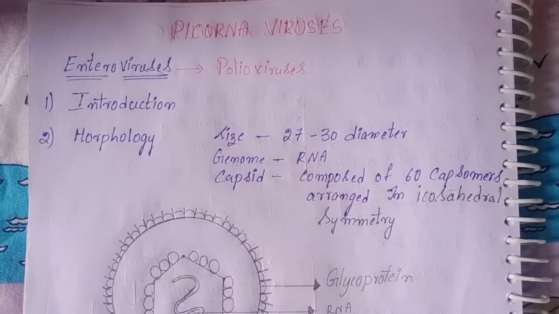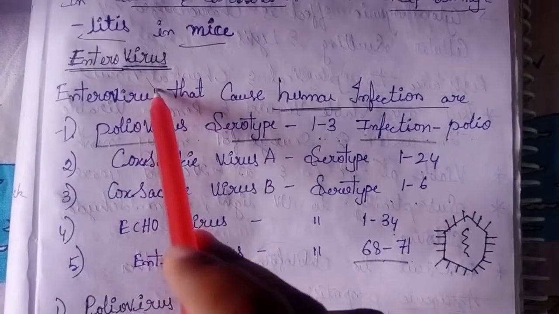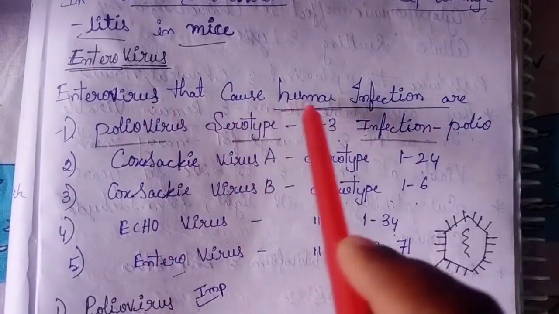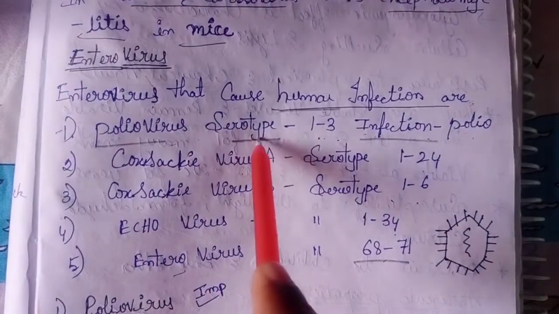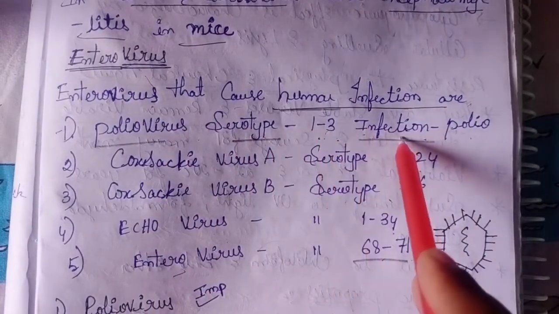Enteroviruses, rhinoviruses, and hepatoviruses are human pathogens. Aphthoviruses cause foot and mouth disease in cattle. Cardioviruses cause encephalomyelitis in mice. In enteroviruses, those that cause human infections are poliovirus, serotypes 1 to 3.